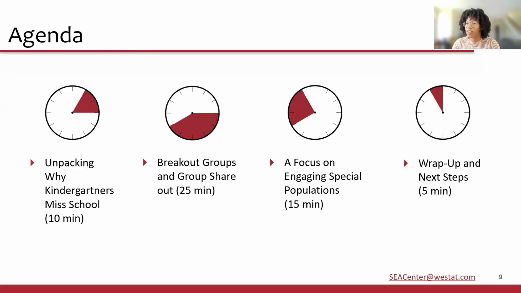So during today's session, we'll start out with unpacking a little bit about why kindergartners miss school, jumping into those breakout rooms in order to talk about your own experiences with root cause analysis, as well as the causes underlying kindergarten chronic absence, and then talk a bit about those special populations that are most chronically absent and need additional resources in order to turn the curve on this issue.